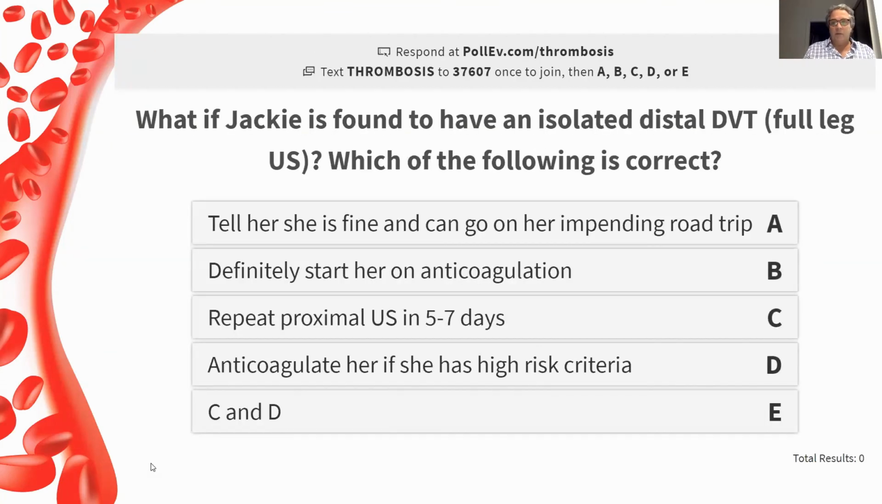All right, we're almost done. What if Jackie was found to have an isolated distal DVT? You saw it on full leg ultrasound. What would you do? Tell her she's okay and she can go on her trip? Definitely start her on anticoagulation. Repeat the ultrasound in 5 to 7 days, the proximal ultrasound, or anticoagulate her if she has high risk criteria. And E is C and D.